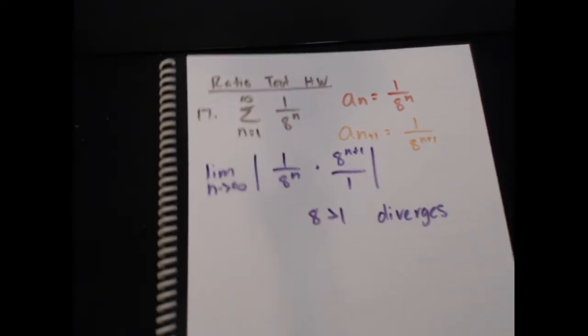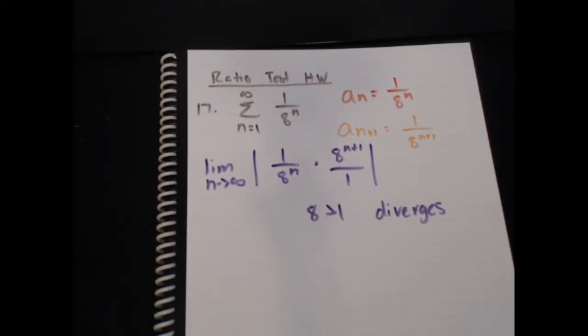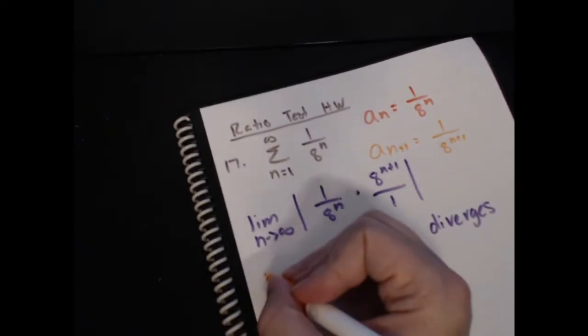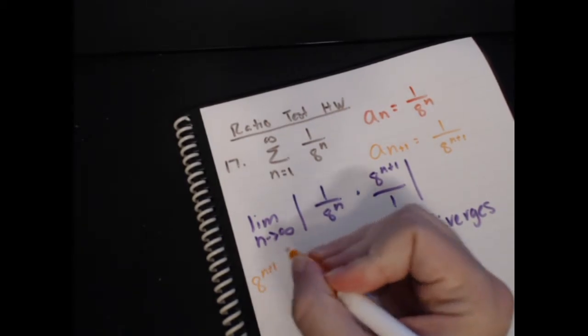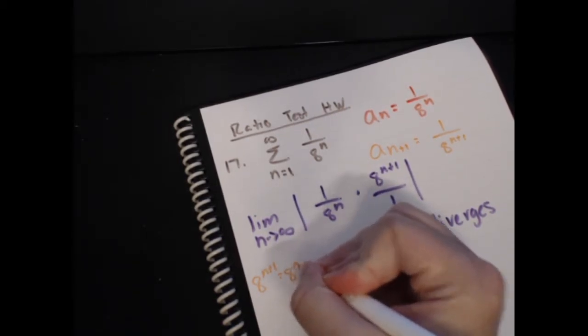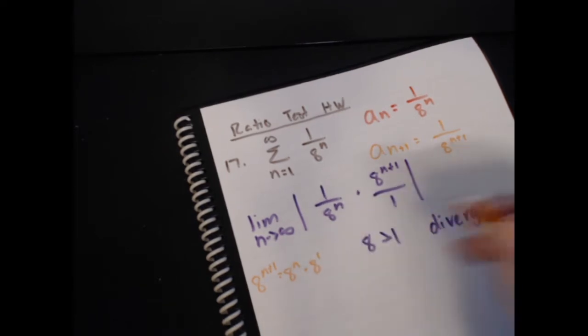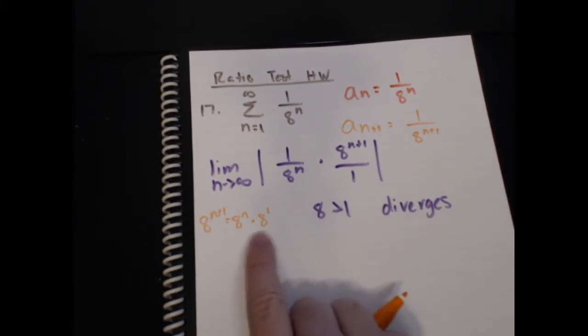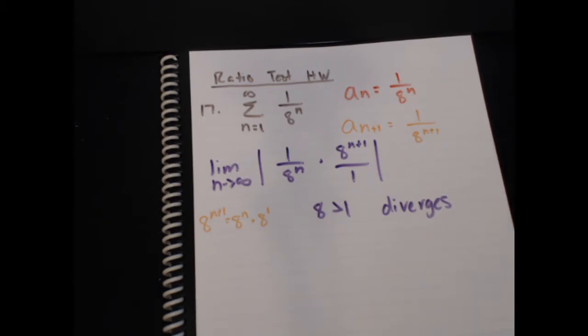So we diverge. So keep in mind, anytime you see 8 to the n plus 1, that's the same thing as saying 8 to the n times 8 to the 1, because you're just taking bases, and when they multiply, the exponents add. As long as we're okay with that. Yeah, I'm okay with that.